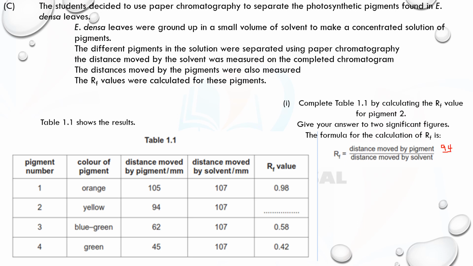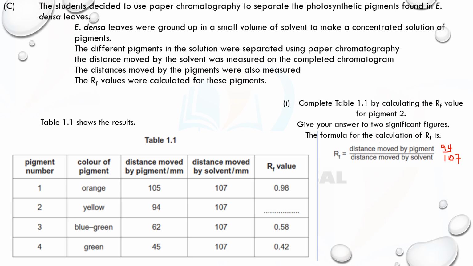And then divide it by the distance moved by the solvent, which is 107. So this will be all over 107. So punch your calculator. What does it give you? So punch yours. Let me punch mine.